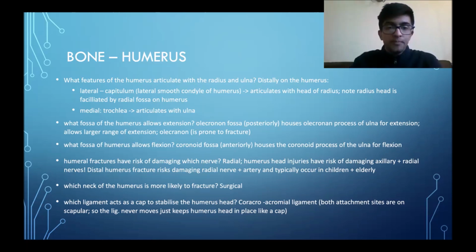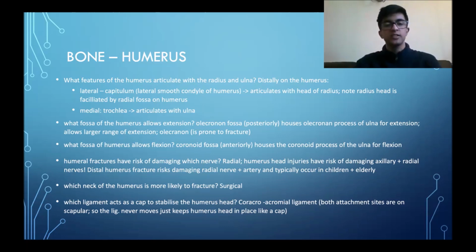So we have a fossa for flexion as well, and that's the coronoid fossa, and that houses the coronoid process of the ulna. It's anterior, which makes sense because you're flexing the arm like this. So the coronoid fossa is over here. I'm just giving you a vague idea. You can look at the diagrams later, but imagine the coronoid fossa is here. The coronoid process of the ulna sits in. So flex with me, and imagine that full flexion that's allowed because of the coronoid fossa of the humerus.